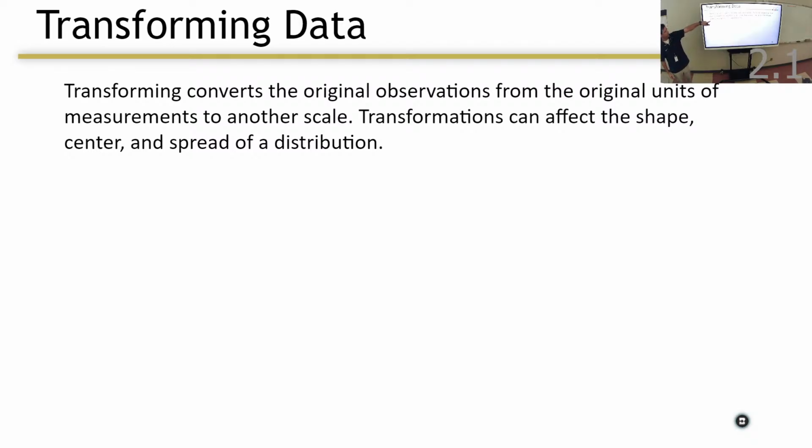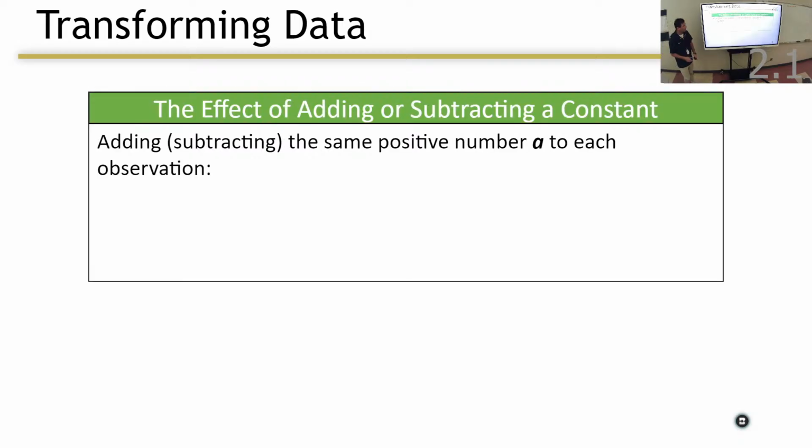Transforming converts original observations from the original units to some other scale. And they'll do this often, okay? Transformations can affect the shape, the center, and the spread of a distribution. So, the effect of adding or subtracting a constant. We just went over this, right? Adding or subtracting the same positive number. I don't guess you're going to add a negative number, because if you add a negative number, you might as well subtract. And I for sure don't think you'll ever subtract a negative.